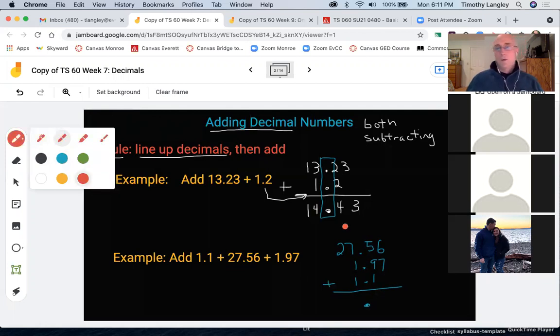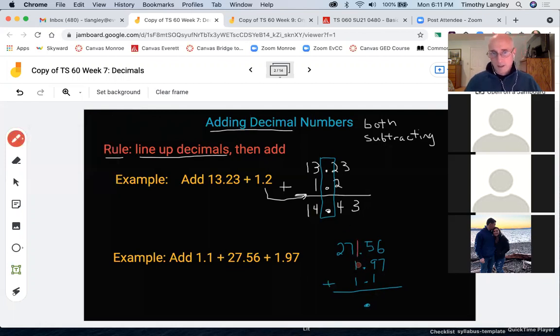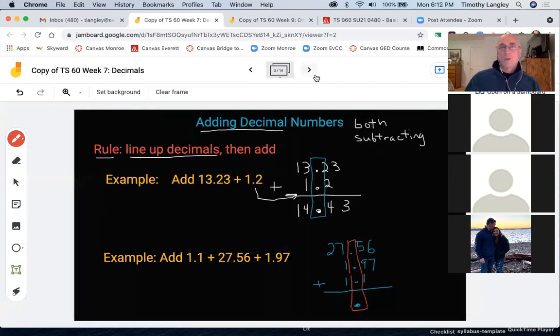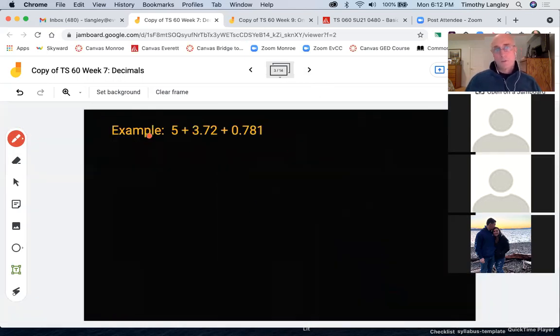Okay, so what you see there is that I lined up my decimals all the way down, including in my answer, and then I would add normally. Okay, so that's the rule for adding and subtracting decimals, is that you just need to line up your decimal. Let's go through a couple of quick examples. If I had this one here, I do want to talk about this one.